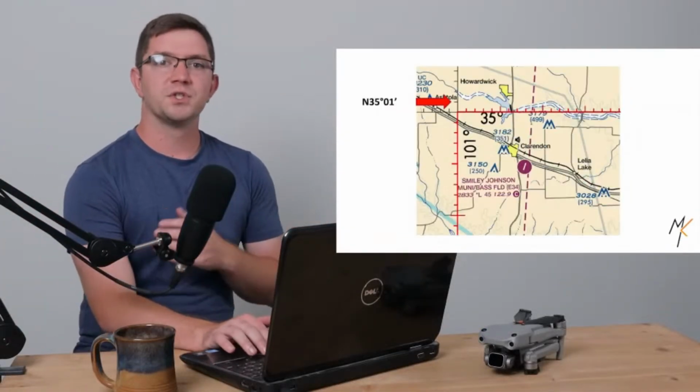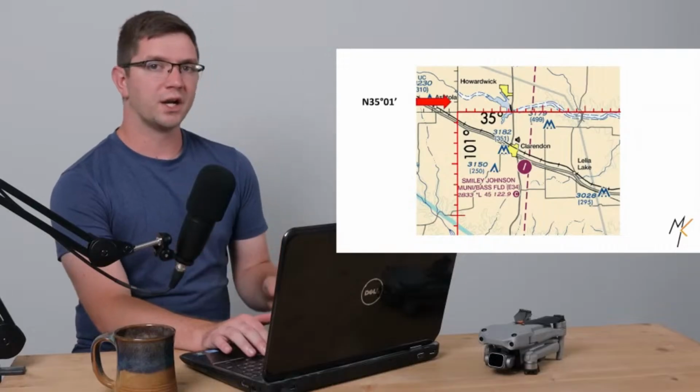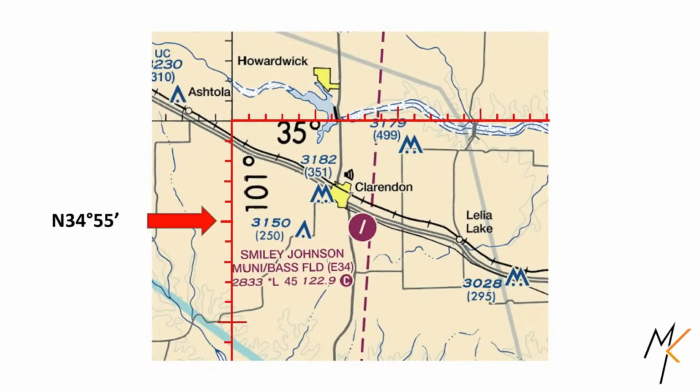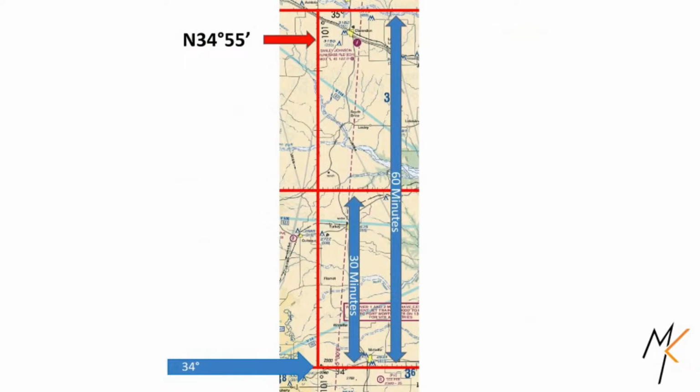If we take the first tick mark pointed out by the red arrow, that point is read as latitude of 35 degrees, 1 minute north. Now, this tick mark is latitude of 34 degrees, 55 minutes north. At first glance, it doesn't look like it because we're zoomed in really close. But if we were to zoom out, you can see where the 34 degrees starts, and we count the tick marks all the way to that same coordinate, and we get 34 degrees, 55 minutes north.